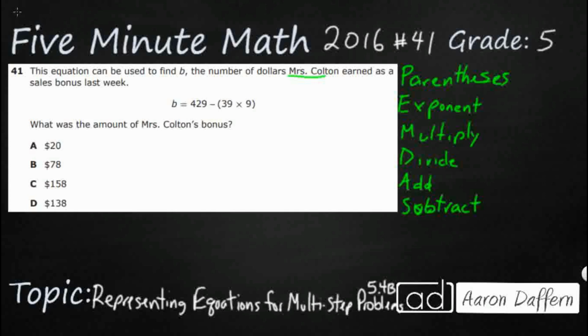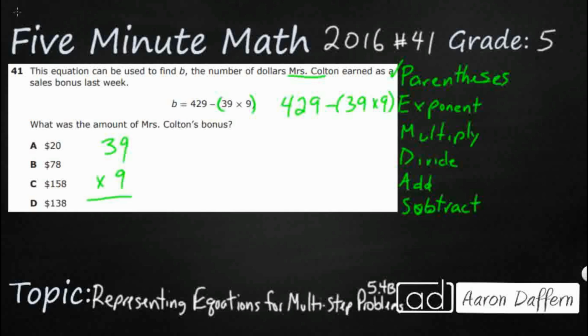So you notice that we have the parentheses first. So what we need to do is go ahead and deal with this parentheses. Whatever is inside this parentheses is going to need to be taken care of first. So let me see if I can rewrite this. 429 minus 39 times 9. It doesn't matter if inside this parentheses is addition, subtraction, multiplication. Whenever you see parentheses, you deal with that first. So we're going to get rid of these parentheses. That means we need to deal with whatever's inside of it, and it's 39 times 9.